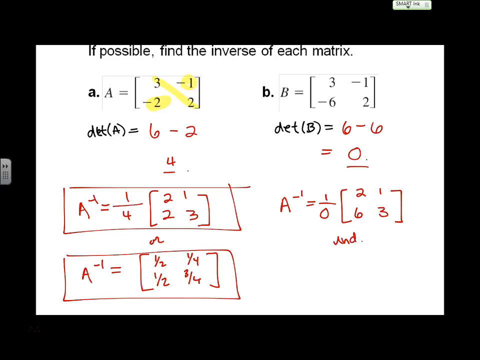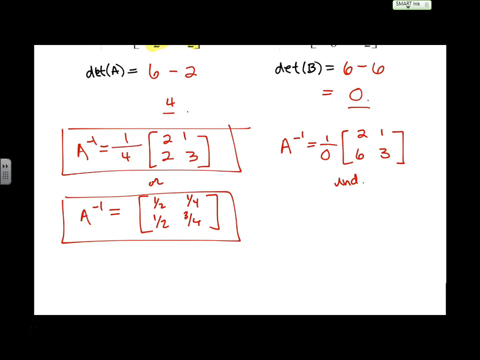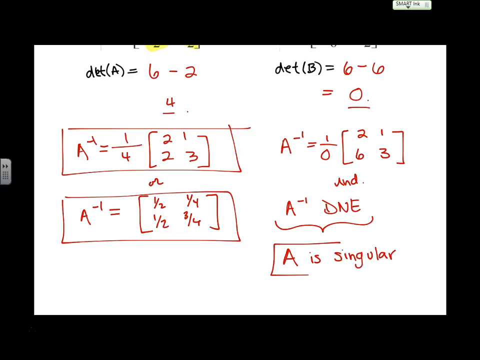It's undefined. 1 over 0. That doesn't exist, right? So then what do we say? A inverse does not exist. Now, what snazzy vocab word from yesterday describes a matrix with no inverse? Singular. Non-invertible, I guess we could use, but kind of awkward. Singular. A is a square matrix whose inverse does not exist.